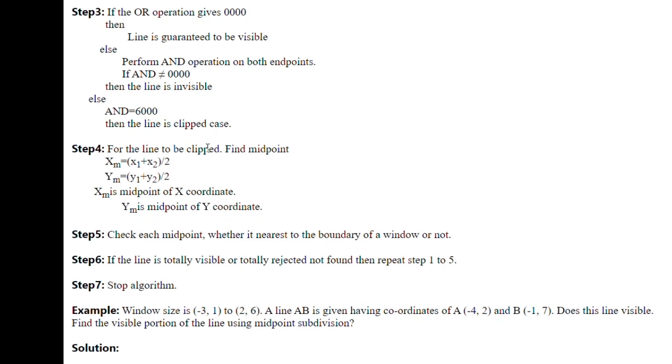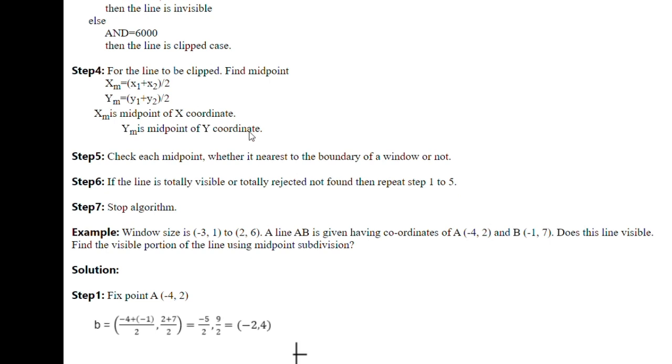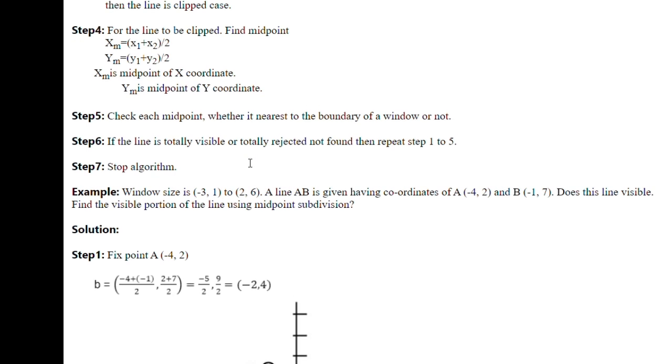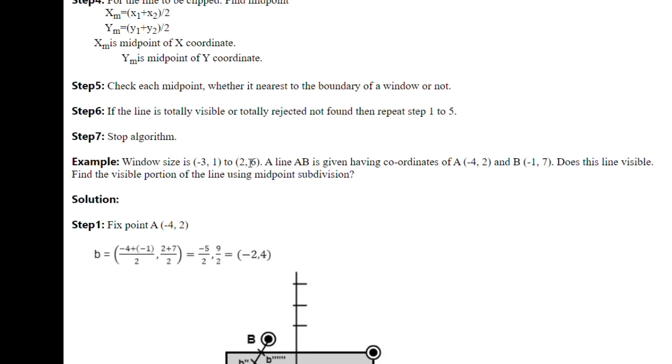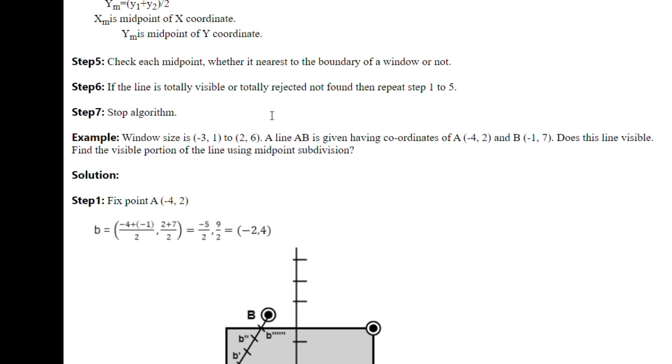Step 4: for the line is clipped, find midpoint. Xm equals (x1 plus x2) divided by 2. Ym equals (y1 plus y2) divided by 2. Xm is midpoint of x coordinate and ym is the midpoint of y coordinate. Check each point whether it is nearest to boundary of the window or not. Step 6: if the line is not totally visible or totally rejected, then repeat steps 1 to 5. Stop if we get our visible point, then stop the algorithm.